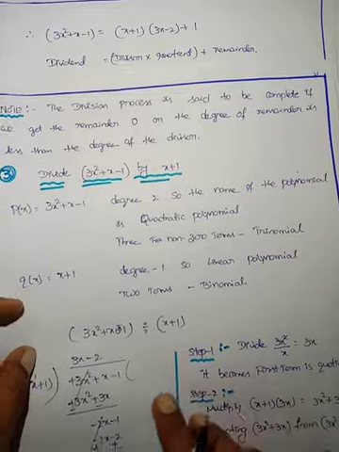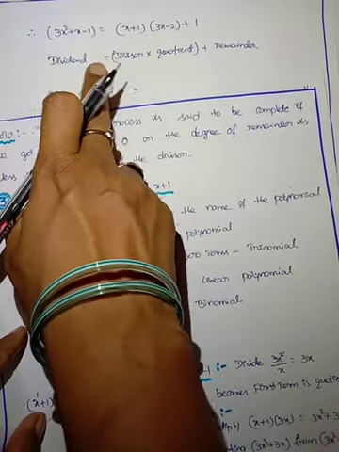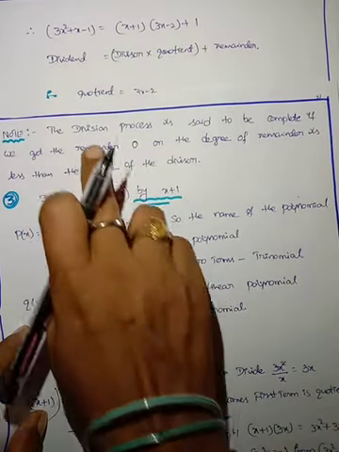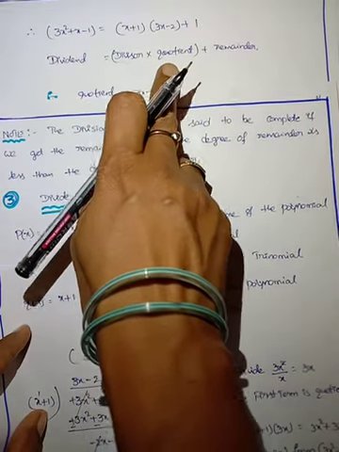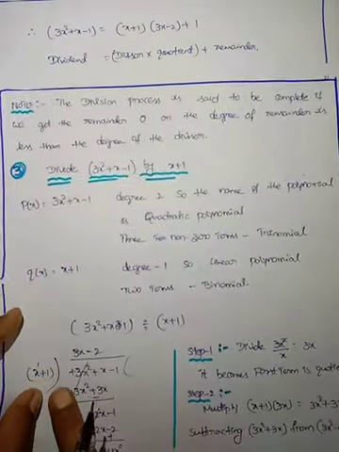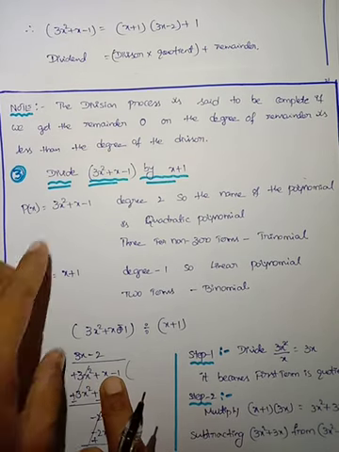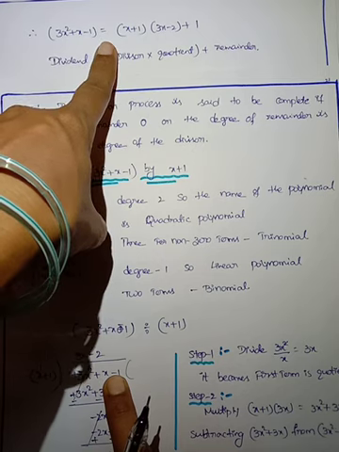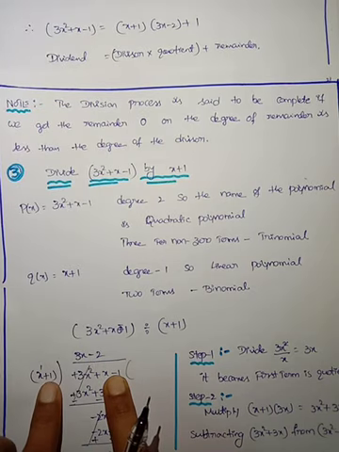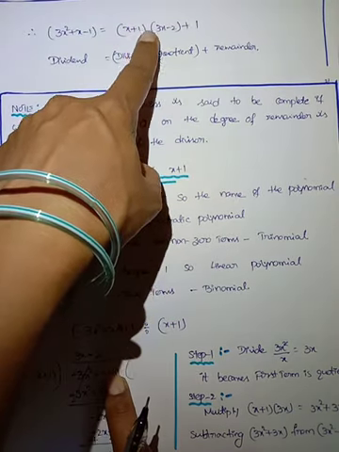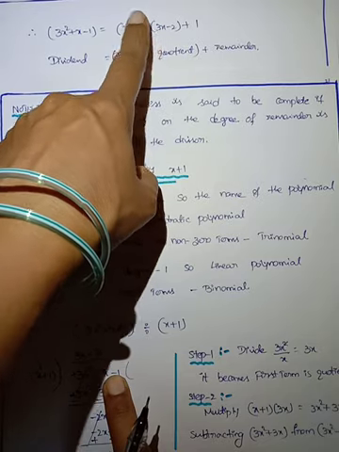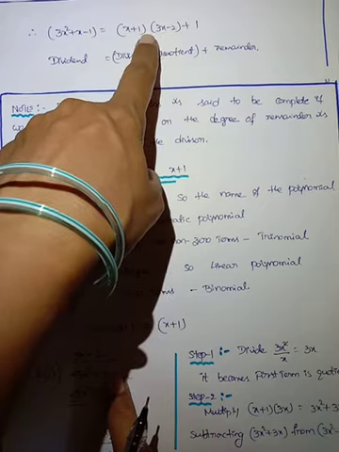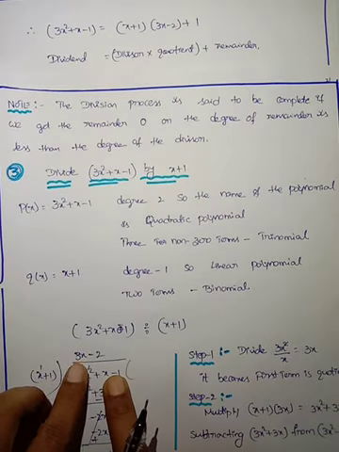So here is the formula. Dividend is equal to divisor into quotient plus remainder. Here the dividend is 3x square plus x minus 1, which is equal to divisor. What is the divisor? X plus 1. I am using brackets, x plus 1, multiplication.